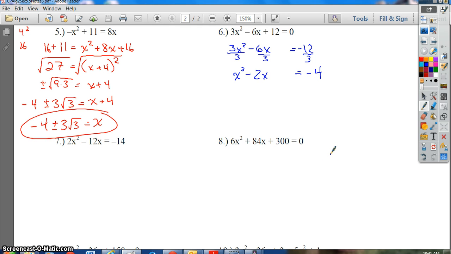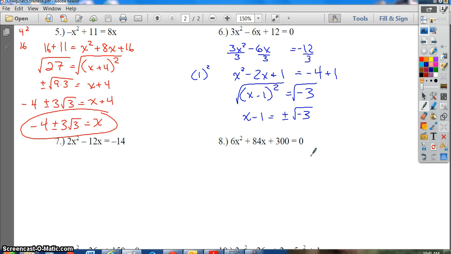Now, going through this, what's half of 2? Well, half of 2 is 1. And then I'm going to square that. So that's going to be positive 1 on both sides. This will be x minus 1 squared equals negative 3. So this is going to be an imaginary number because I'm now at the point where I take the square root. X minus 1 equals plus or minus the square root of negative 3. I add 1 over.